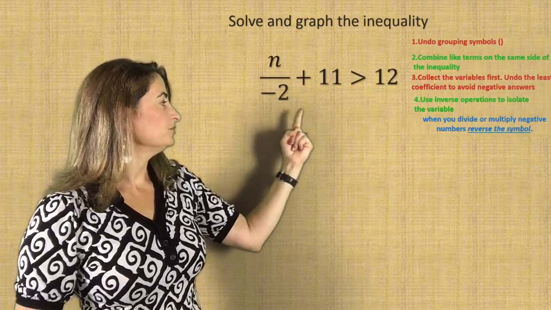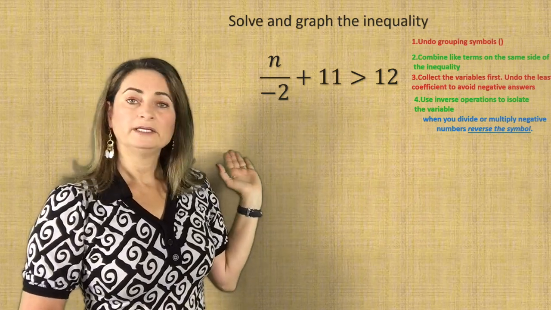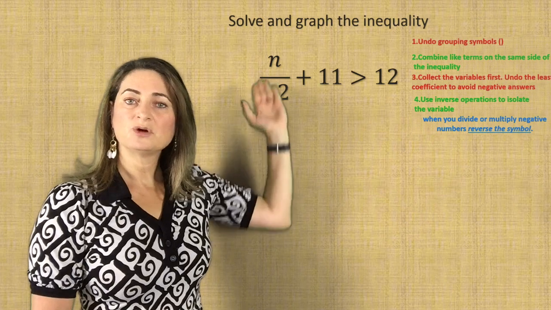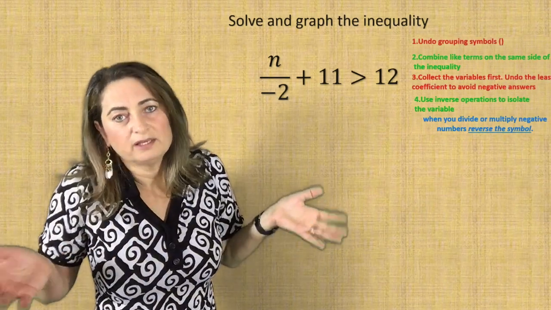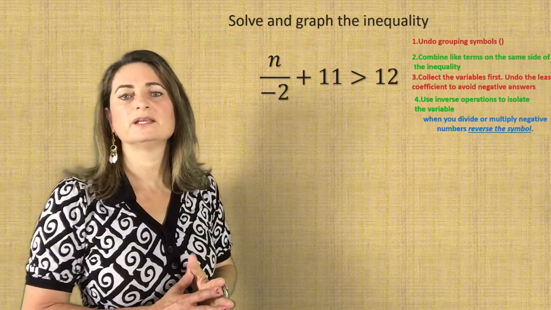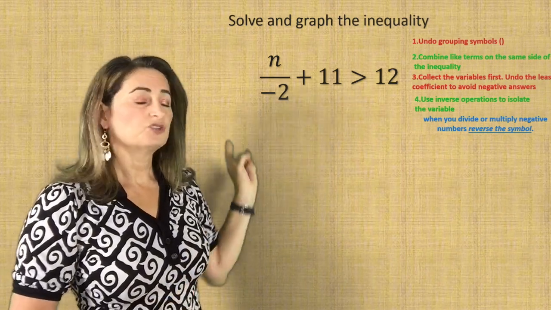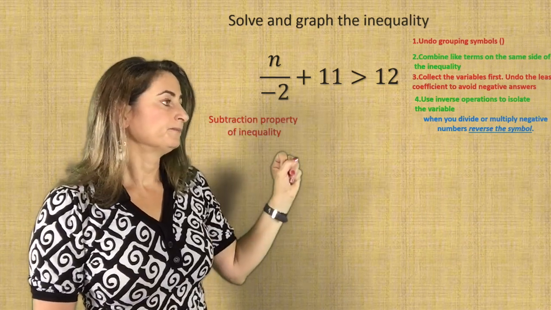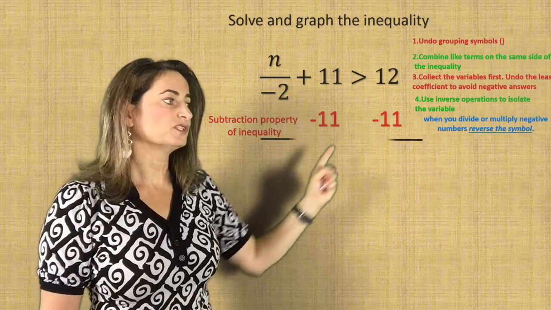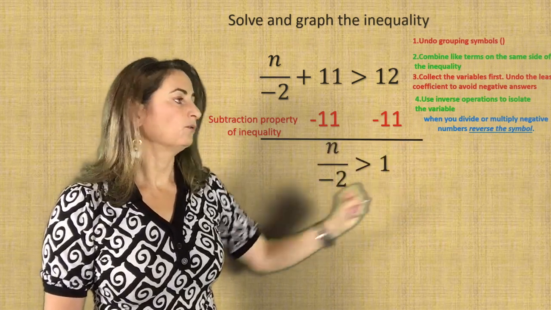N divided by negative 2 plus 11 more than 12. I need to get rid of the 11 and the negative 2 to isolate n on one side of the inequality. Remember which number is free. Is it the 11 or the negative 2? The 11, because it's by itself. It's a constant. The subtraction property of inequality will get rid of that 11 since I'm adding 11. So subtract 11 from both sides, you end up with n divided by negative 2 more than 1.